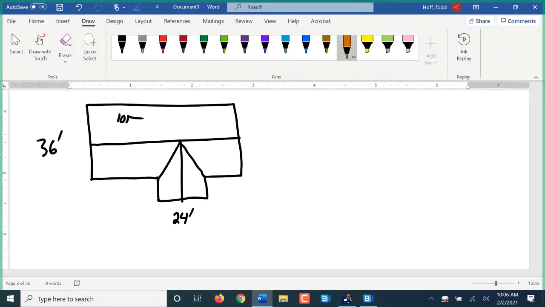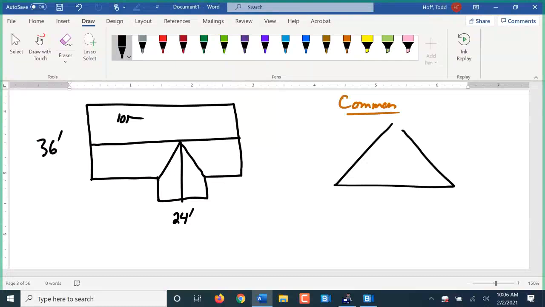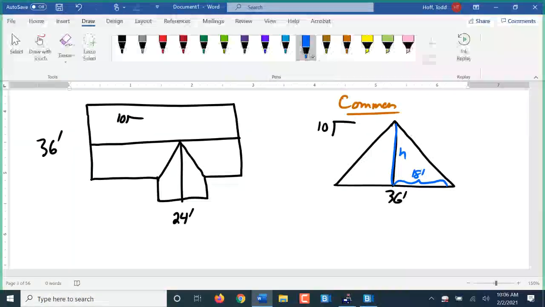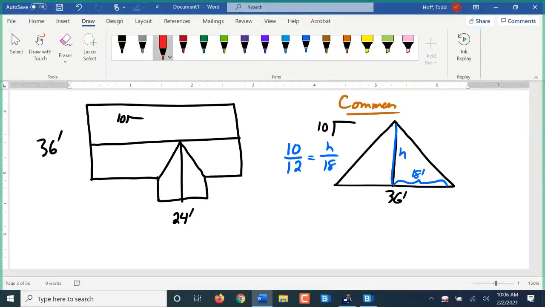We will once again start with the common rafter. This is 36 feet, 10/12 slope. Looking for the height here. This is an 18-foot run. So to find that height, we have our 10/12 slope. We got our height over 18 feet of run. We need to figure out what that height is. We're going to cross multiply and divide.